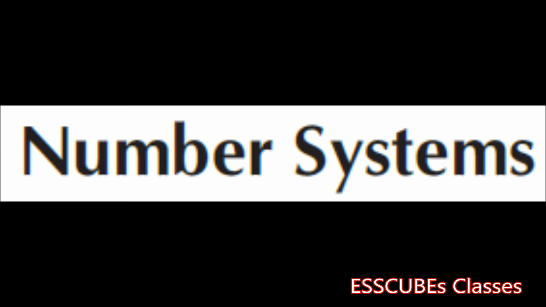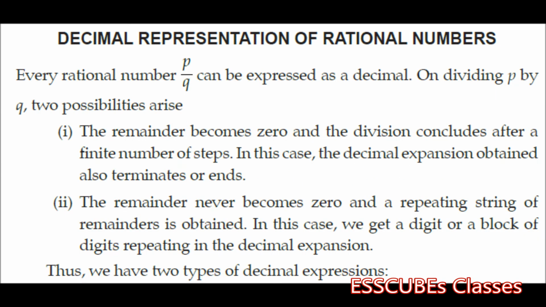Let's begin the session. Every rational number p by q can be expressed as a decimal. On dividing p by q, two possibilities arise. Number one, the remainder becomes 0 and the division concludes after a finite number of steps. In this case, the decimal expansion obtained also terminates or ends. The second possibility: the remainder never becomes 0 and a repeating string of remainders is obtained. In this case, we get a digit or a block of digits repeating in the decimal expansion.